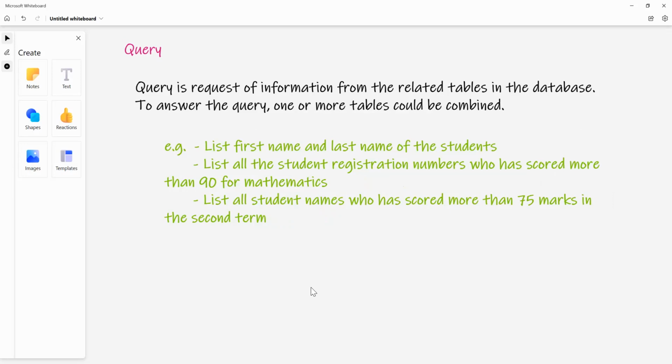So you see, with queries you basically request information. The information is stored in tables. Now you have to figure it out. One problem though, data is scattered. It's in different places.